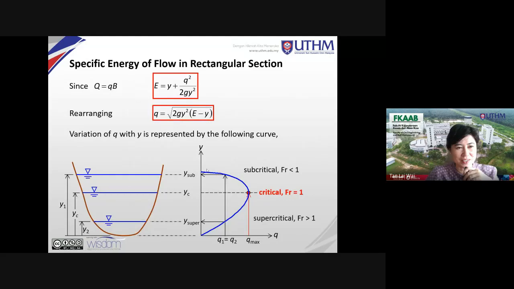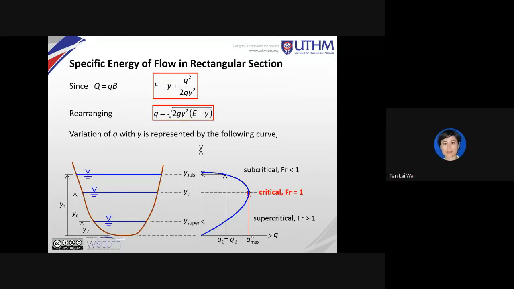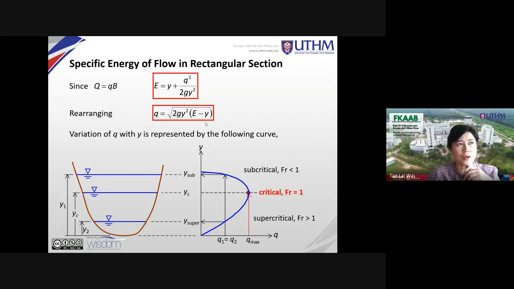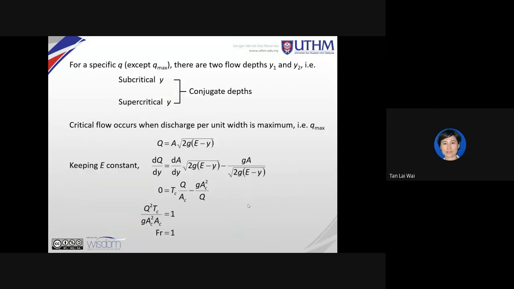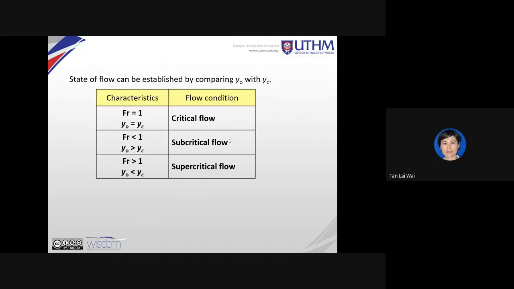I think I've shown this also. If you are using the specific energy equation, you can also show that critical flow occurs when Q is maximum. It's either minimum E, minimum specific energy, or maximum Q. This is conjugate depth. It has the same meaning, except that it also considers energy loss. Now we have gone through this.